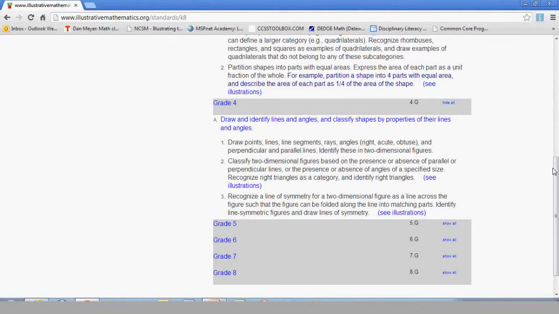So my fourth grade geometry standards for angles are absolutely married to the measurement and data standards with angles. And so those are things I would definitely do in partnership with one another.